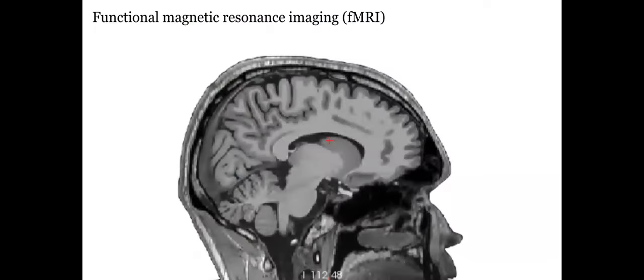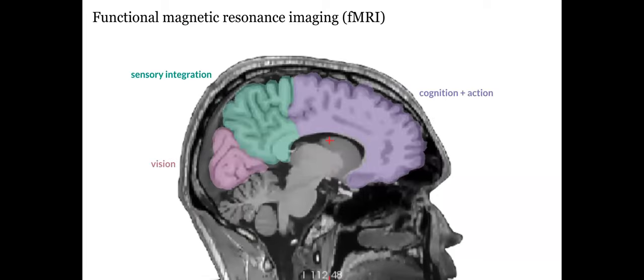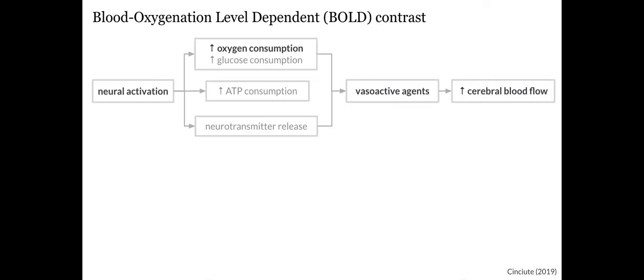Great, so functional magnetic resonance imaging is a non-invasive method of studying the involvement of different brain areas in different perceptual and cognitive functions by taking multiple measurements over time. From this, we've been able to determine broadly that cognition in action is processed in the frontal lobe, sensory integration is processed in the parietal lobe, and vision is processed in the occipital lobe. But there's a lot more information that we know that I'm not including now. But what are we exactly measuring when we're getting these functional magnetic resonance images?